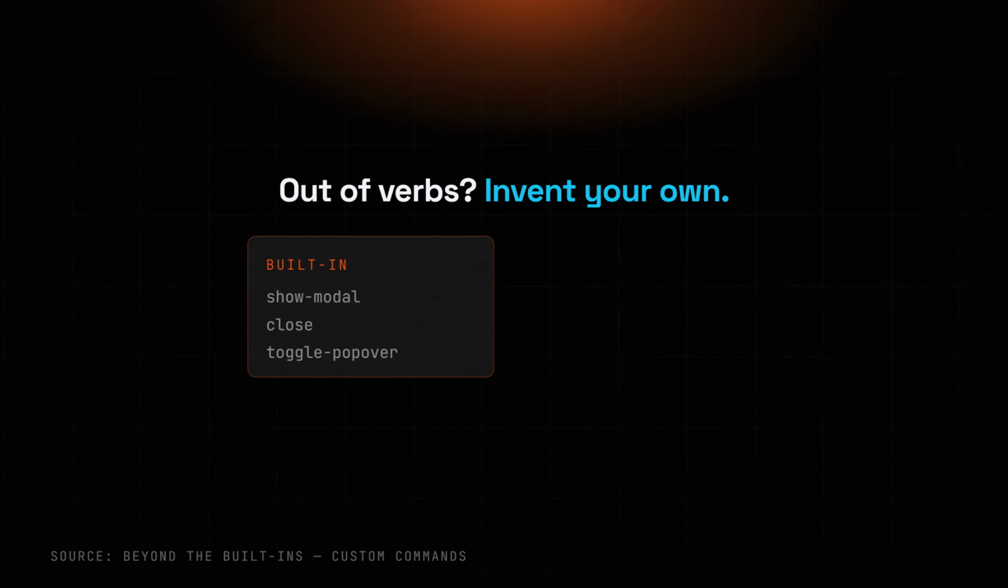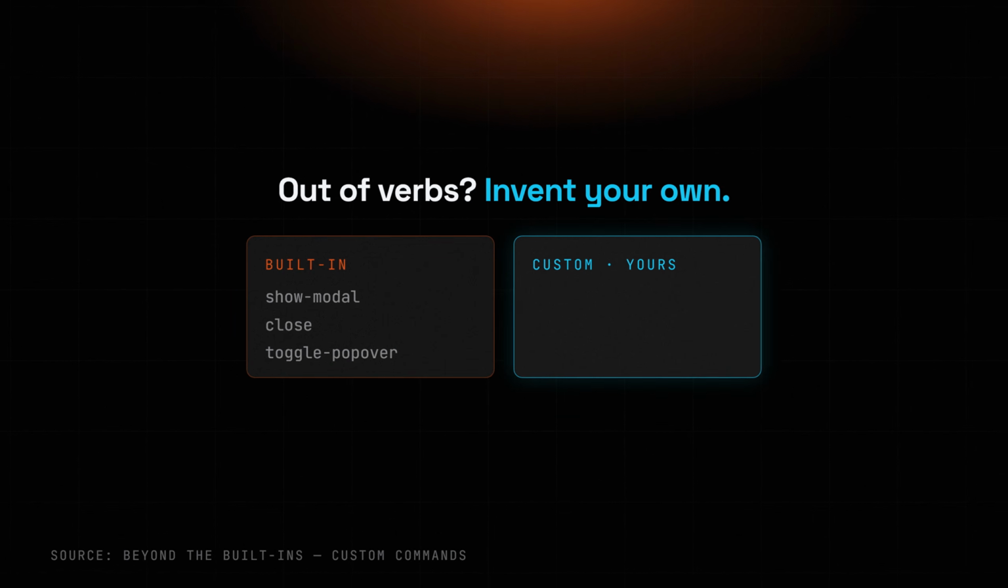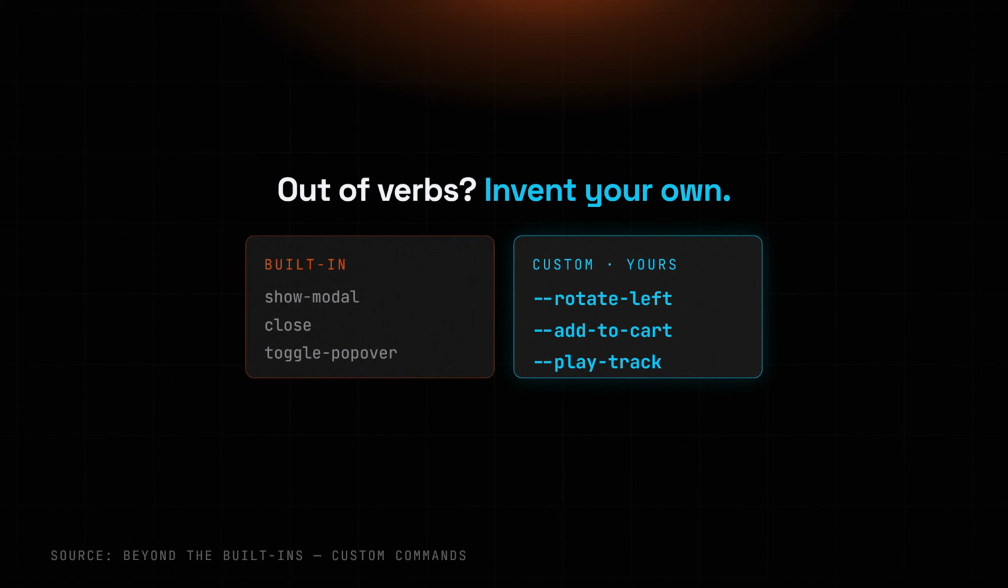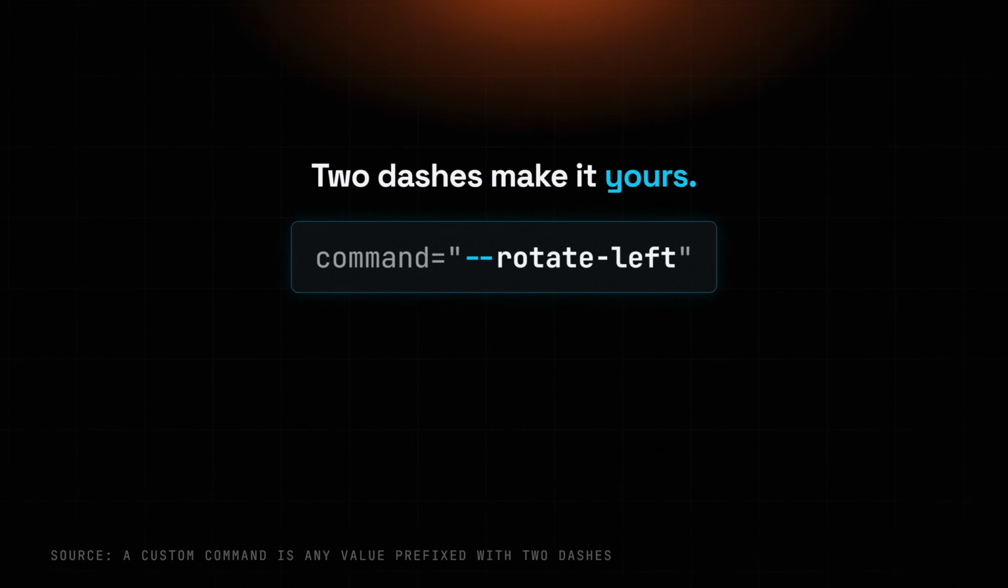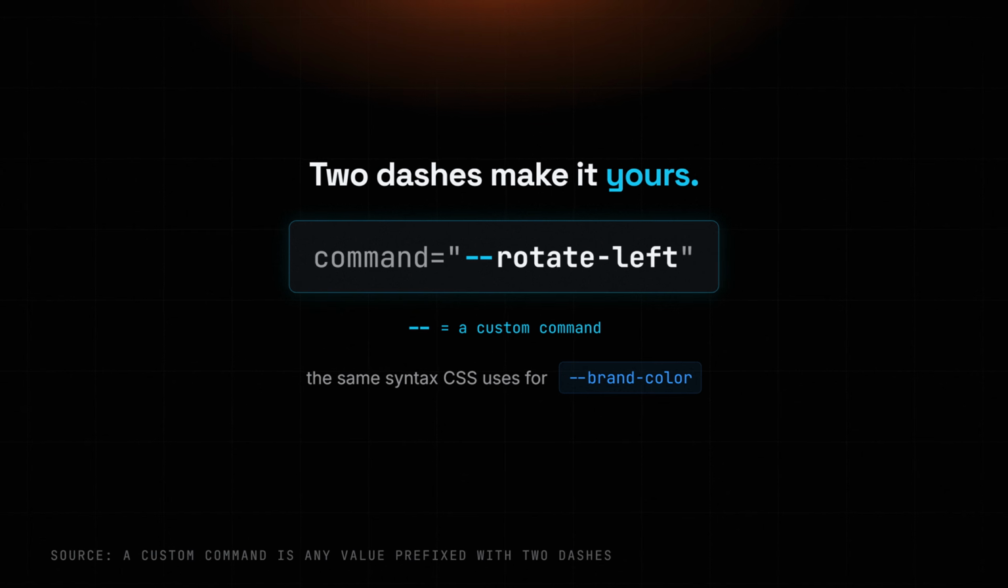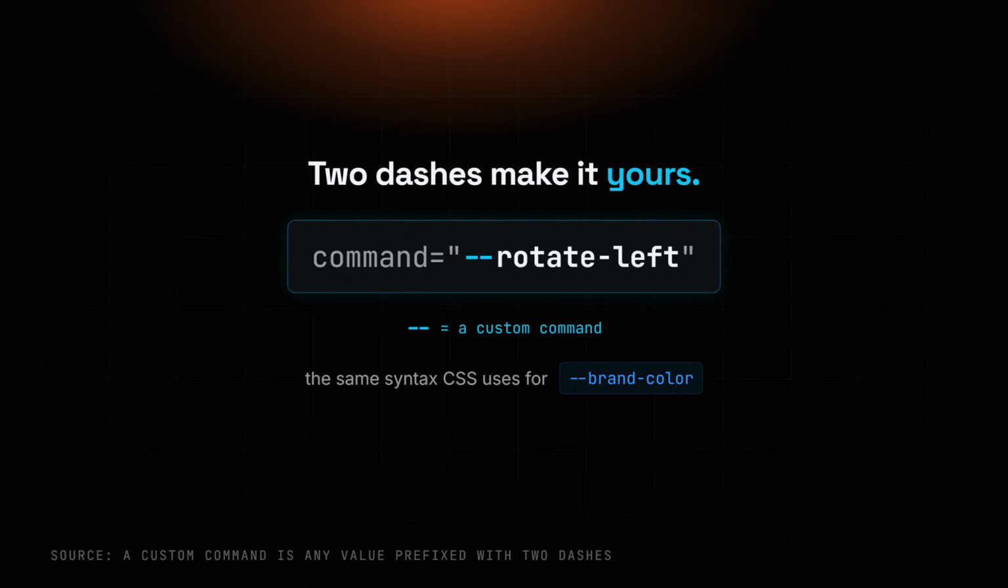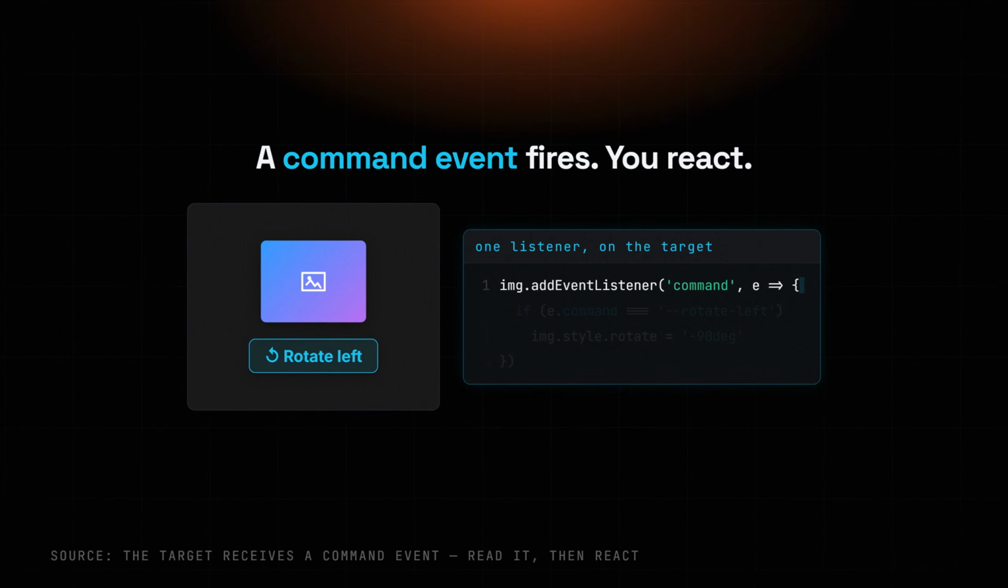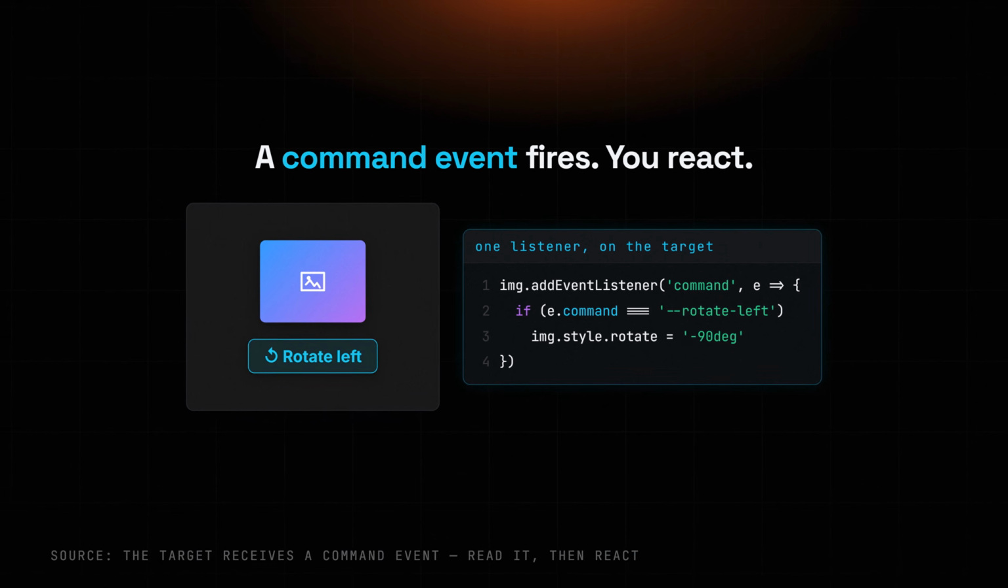But the built-in verbs are only half of the story. If the browser does not already have a command for the thing you need, you are completely free to invent your own. Prefix any command with 2 dashes, like --rotate-left, and it instantly becomes a custom command. It is the exact same syntax CSS uses for custom properties, which is a genuinely thoughtful little detail. Now when that button is clicked, the target element receives a command event.